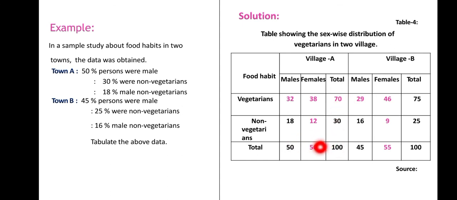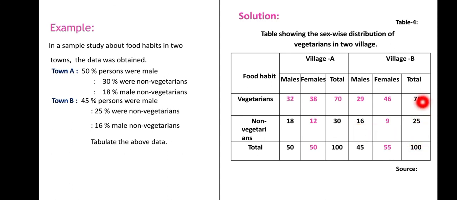100 minus 50 is 50. 30 minus 18 is 12. And 50 minus 18 we get 32. And here 100 minus 30 we get 70. And 70 minus 32 we get 38. In the same way, fill the next column, that is for town B. 45% persons were male, so we write it here. And 25% were non-vegetarians. Non-vegetarians are 25, and male non-vegetarians are 16.